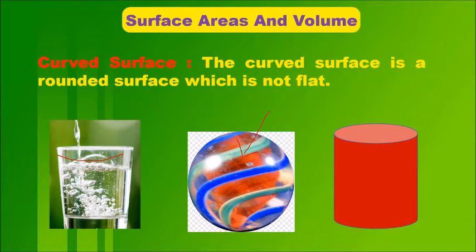Similarly, if we talk about a cylinder, it consists of two types of surfaces. First one is curved surface. This lateral surface is a curved surface, while top and bottom both are flat surfaces.